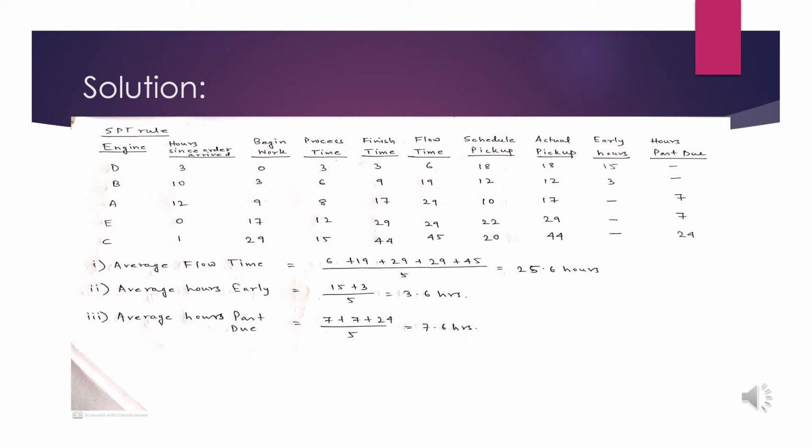So for the average flow time, very similar to the EDD rule, we add all the flow times and divide by the number of engines, which gives us 25.6 hours average flow time. Average hours early is 15 plus 3 divided by 5, which gives approximately 3.6 hours, and the average past due is 7 plus 7 plus 24 divided by the number of engines, giving around 7.6 hours. So this is the kind of scheduling that is done based on the EDD and SPT rule methods.